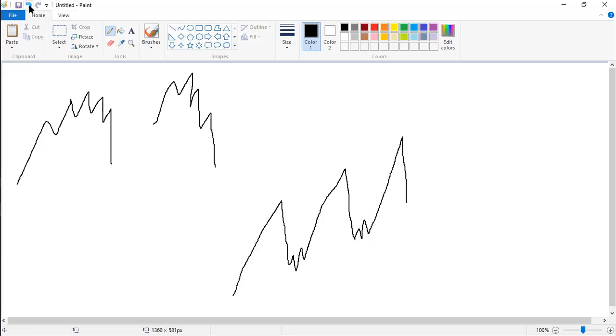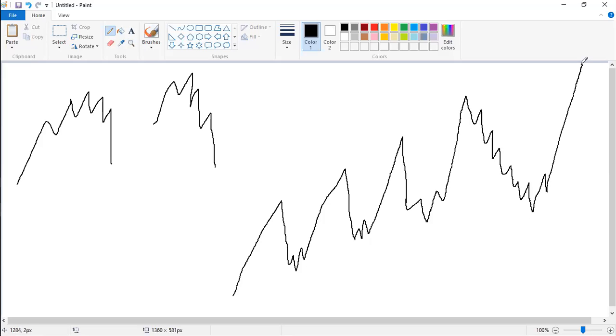Then sometimes, let's say you have a complex pullback. Okay, let's do this. This is the breaker. Then you have a complex pullback, then breaker block. Then price goes up. So you can get them here, right here. Okay. Also, you can get them on lower time frame.